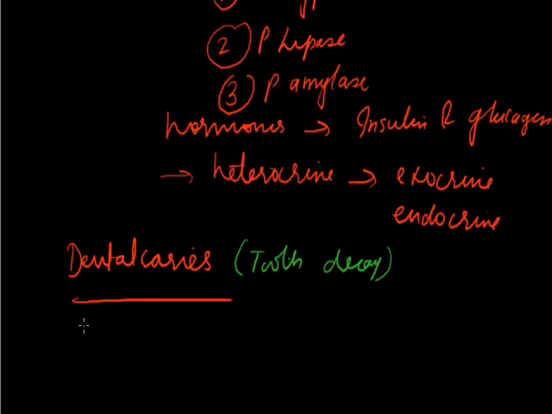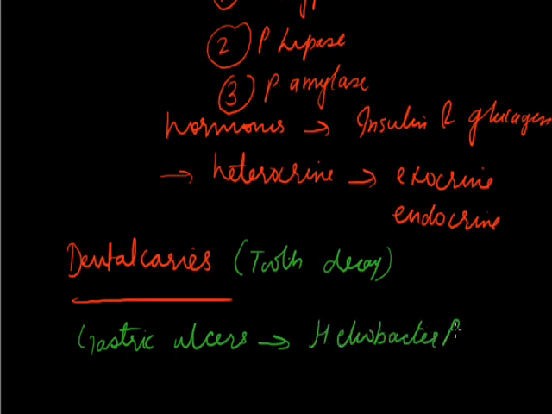There is one more important thing, gastric ulcers. Gastric ulcers are caused by a bacterium called Helicobacter pylori. It is an acid-tolerant bacterium residing in the gastric mucosa of human beings, produces urease and causes several gastrointestinal diseases including gastritis and gastric and duodenal ulcers.